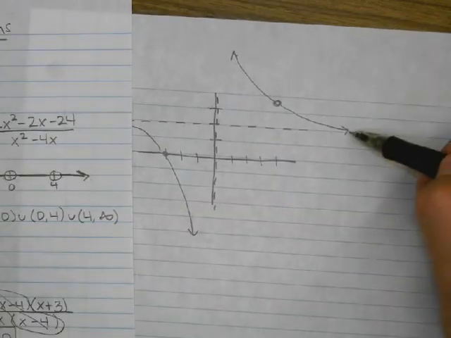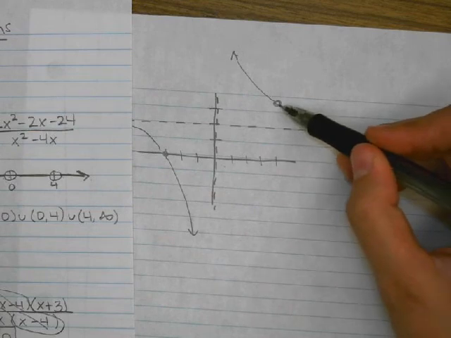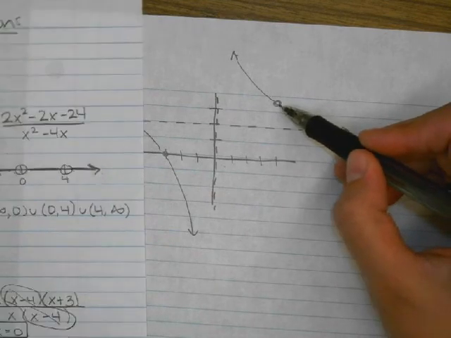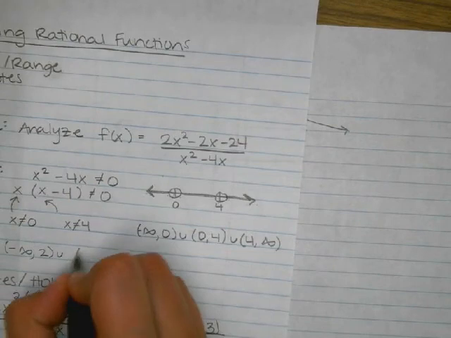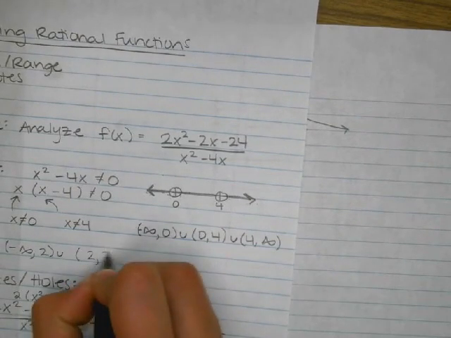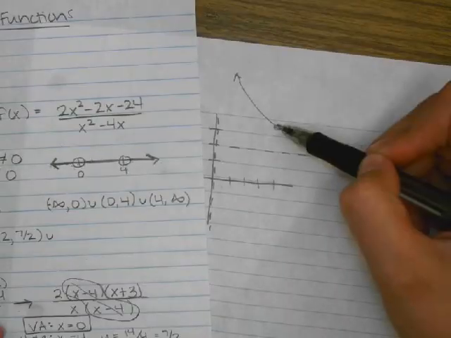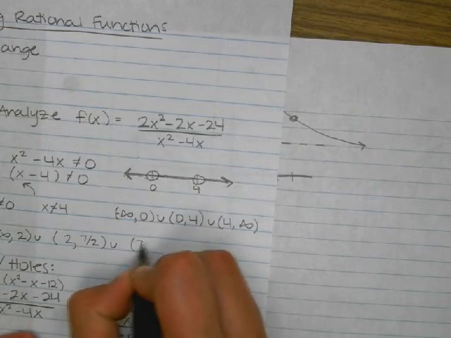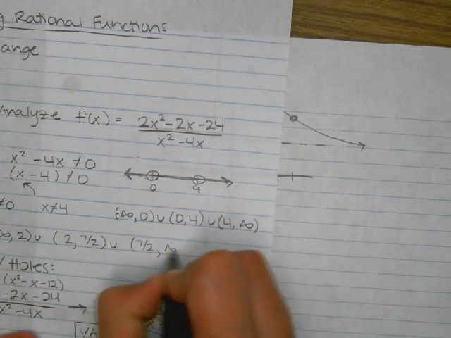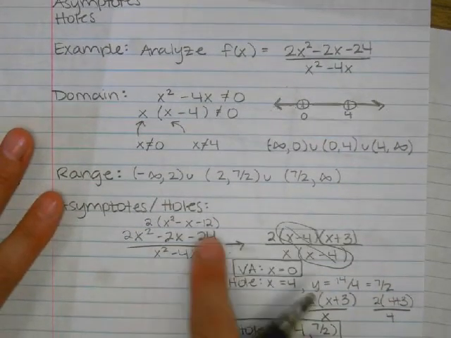Now on this curve, I have 2 as the lower bound, and then I come to this hole, and that hole is at 7/2, so I definitely want to include that. So I'm going to say from 2 to 7/2. And then after 7/2, I can see the graph just continues to increase. So 7/2 to infinity. So there is my range right there.